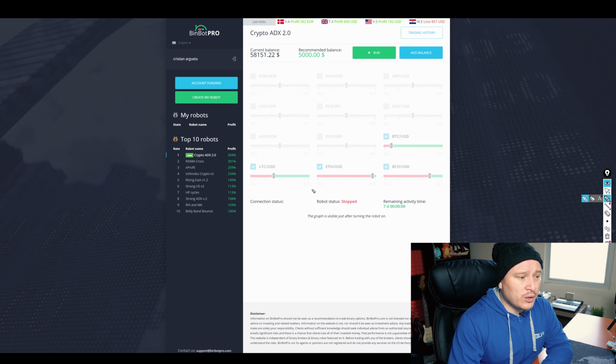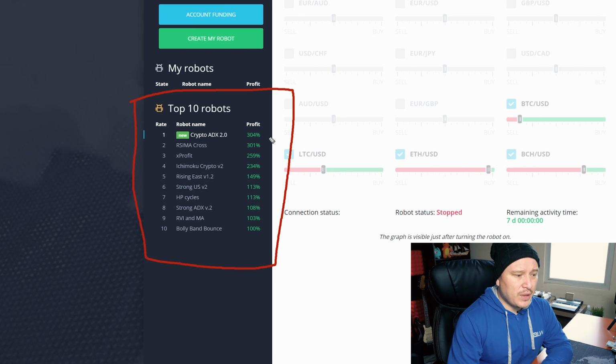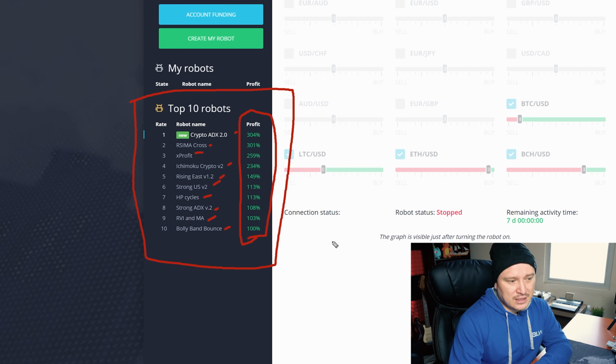As I told you before, they will give you a list of 10 robots at the moment. They have Crypto ADX 2.0, Risk Macros, X Profit, Ichimoku Crypto, Rising East, Strong US version 2, HP Cycle, Strong ADX, RVI and Moving Average, and Bollinger Band Bounce. Now, all of these 10 robots are supposed to have this amount of profit on a monthly basis. Some of them actually give you better results.